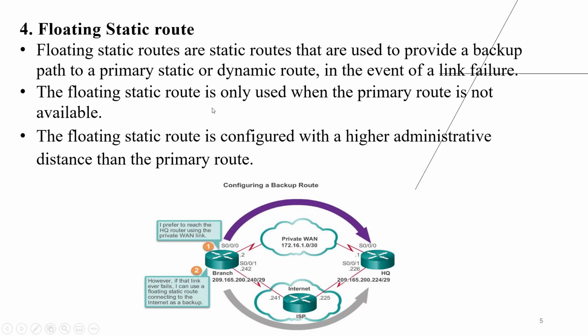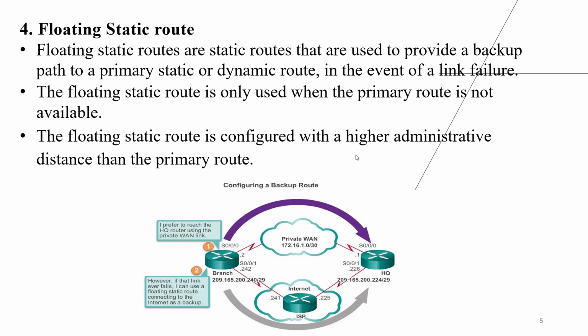So a floating static route is only used when the primary route is not available. The floating static route is configured with a higher administrative distance value than the primary route. That means we are going to play with the administrative distance value. In the previous lecture, we discussed the administrative distance value.